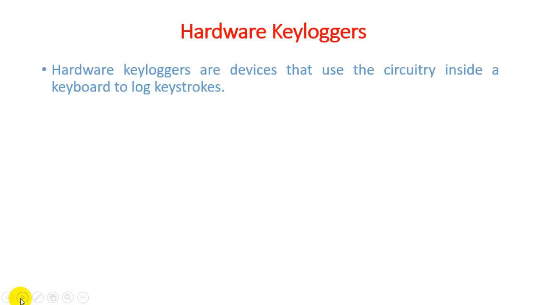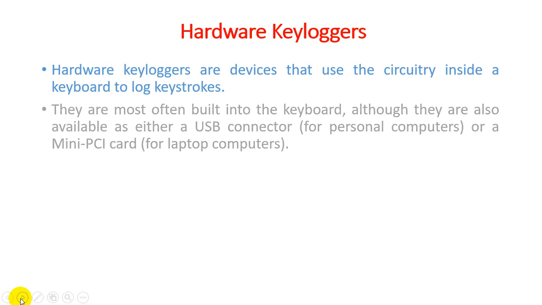The fourth one is hardware keyloggers. Hardware keyloggers are devices that use a circuit inside a keyboard to log keystrokes. It is like a USB stick. If someone uses these keyloggers, then they can easily record all the keystrokes and transmit them without our notification. They are most often built into keyboards, although they are also available as a USB connector, as we mentioned previously, or a mini PCI card for a laptop computer.